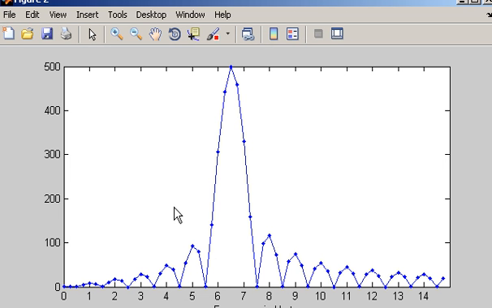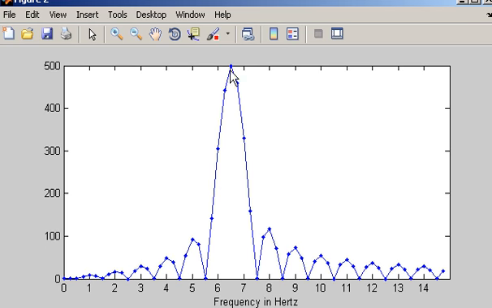We can see that we get this large value at 6.5 Hertz, and we still have the same spectral shape that we've seen before. We've got this main lobe centered at 6.5 Hertz, and these side lobe components here. Each of the blue dots represents the value at a particular DFT bin. The blue line just connects the blue dots together.